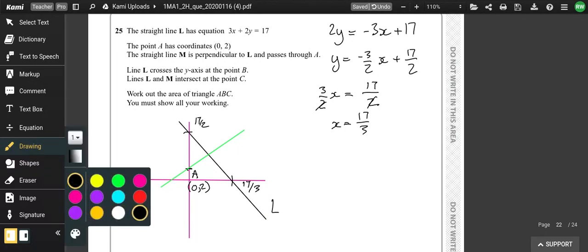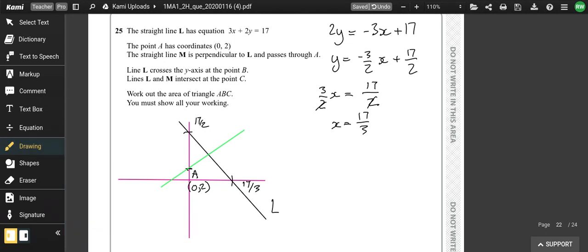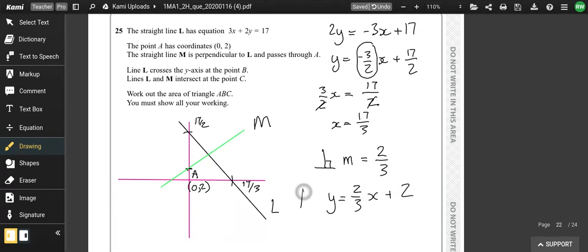So the gradient of M, which is the green line. The perpendicular gradient for M is going to be the negative reciprocal. That just means reverse the sign and flip it upside down. So reverse the sign becomes positive, and flip it upside down becomes 2 over 3. Okay, and it passes through 0, 2, so that's the y-intercept. We've already been given the y-intercept, so it's going to be y equals 2/3 x plus 2. That's the equation for line M.